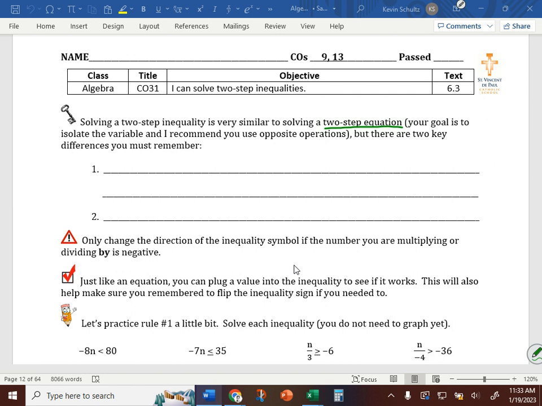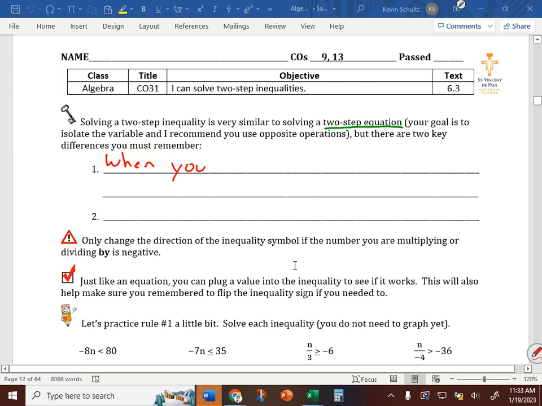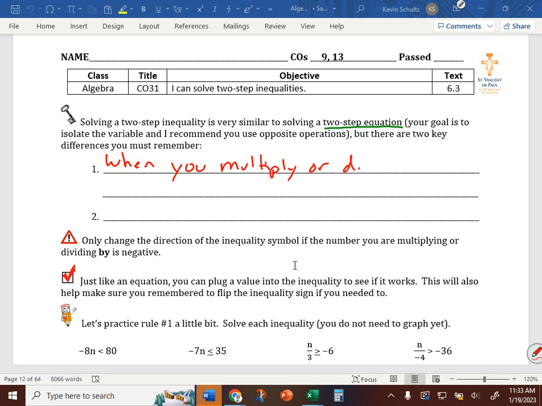to do it properly. The first one is, and this one I'm going to write it in red because this is a red flag. It's a very common error. I want it to really stand out. Okay? When you multiply or divide by a negative number.